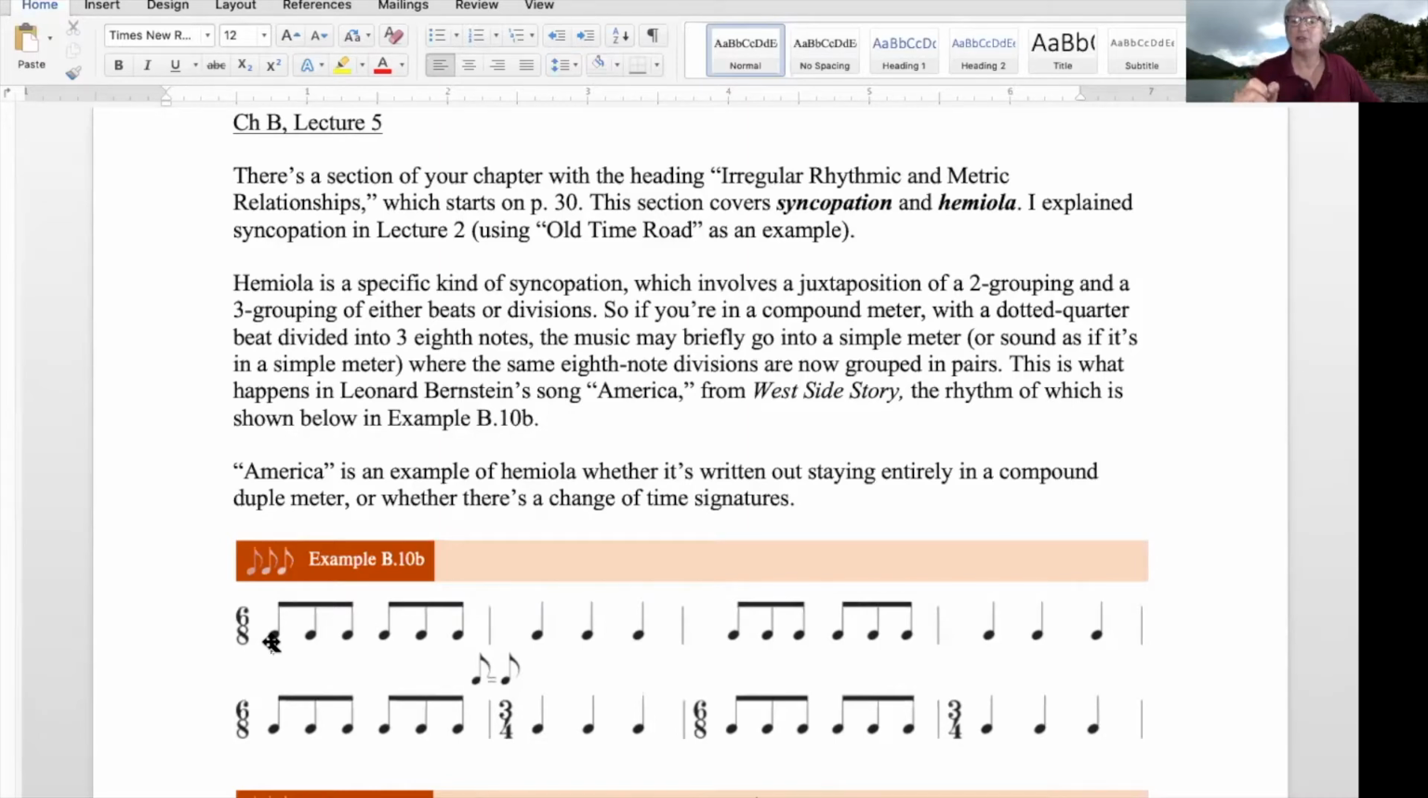And then when we get to beat 2, the pulses are grouped by 2. America. I like to live in America. That is hemiola. It's hemiola whether you keep the meter signature in 6/8, as in the top line, or whether you actually renotate it and show an alternation between the 6/8 and the 3/4 rhythm.